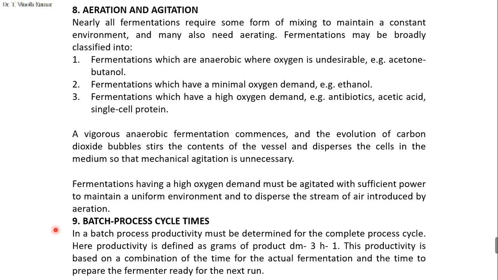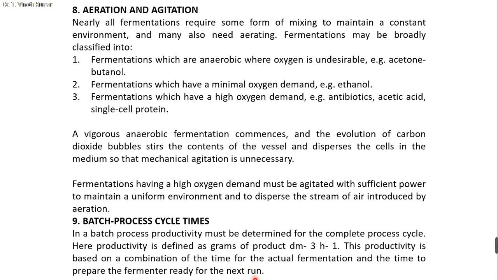And batch process and cycling times. In a batch process, the productivity must be determined for the complete process cycle. Here the productivity is defined as grams of the product per decimeter cube per hour. And this productivity is based on the combination of the time of actual fermentation and the time to prepare the fermenter ready for the next run.